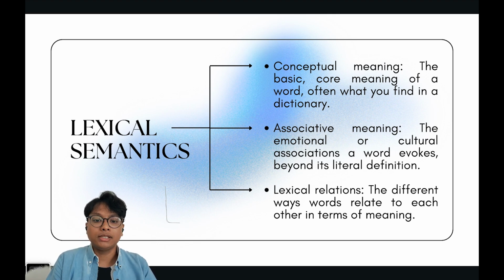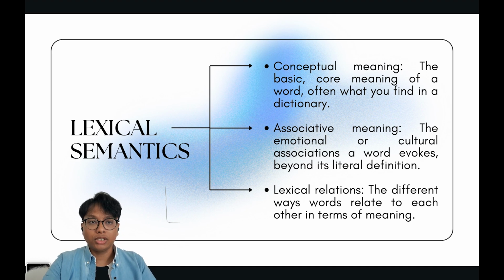The second one is associative meaning, or the emotional or cultural association a word evokes, beyond its literal definition. The third one is lexical relations, or the different ways words relate to each other in terms of meaning.